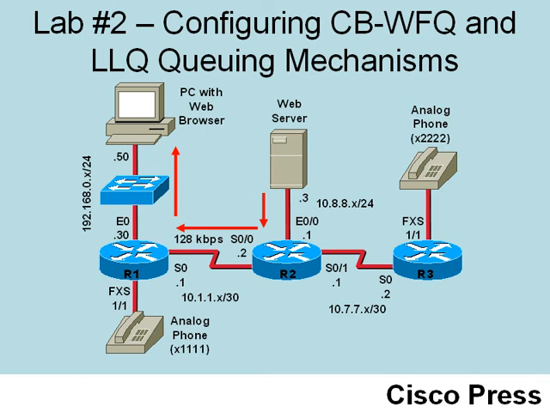Let's place a voice call. I'm picking up the handset for extension 2222 and I'm dialing 1111. We can hear that phone ringing. I go off hook. We now have a phone call in progress across this network. And right now, there is no web traffic. The 128K link between R1 and R2 should be more than sufficient to carry this voice over IP phone call.